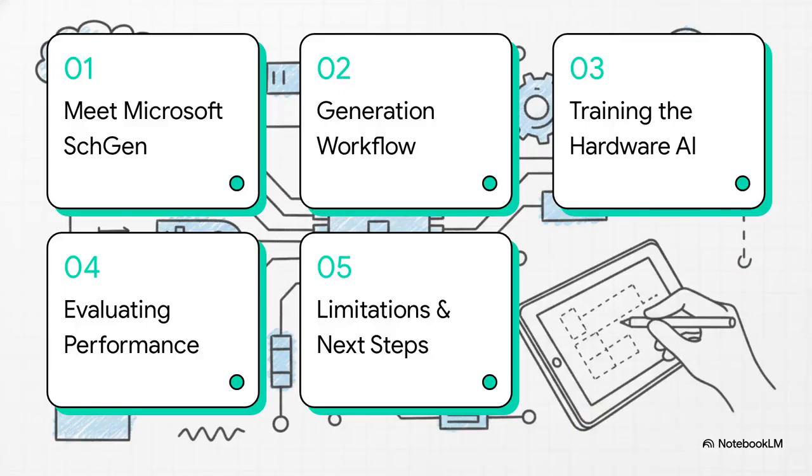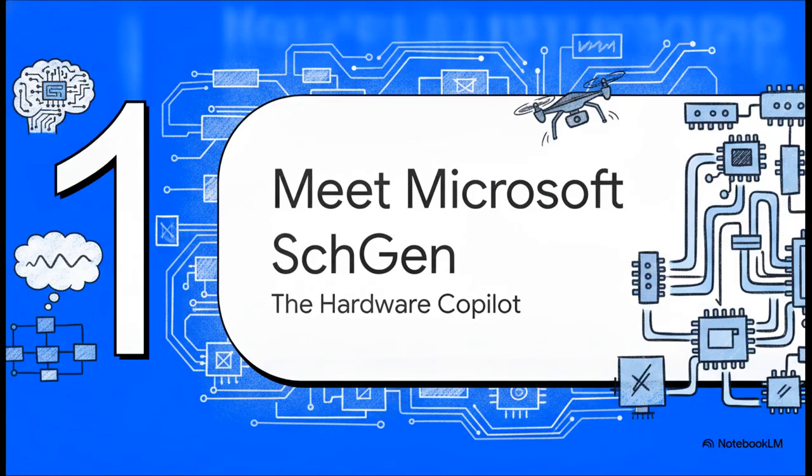Quick roadmap for today's explainer. We're going to meet Microsoft SchGen, walk through its generation workflow, look at how the hardware AI is trained, evaluate its performance, and wrap up with its current limitations and next steps. Section 1. Meet Microsoft SchGen.